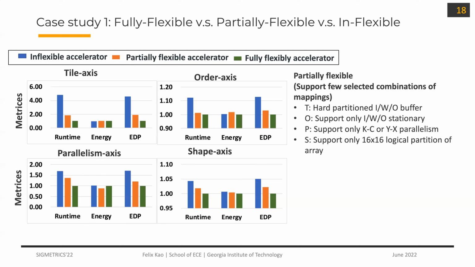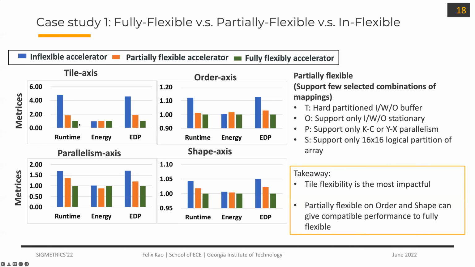As you may see in this table, tile flexibility is most impactful. It can improve the performance from inflexible to fully flexible the most. So tile is the most impactful axis. And also from the order axis and shape axis, you can observe that the orange bar, the partially flexible one, is very close to the green bar, the fully flexible one. It is because the partially flexible on order and shape can give comparable performance to fully flexible one.